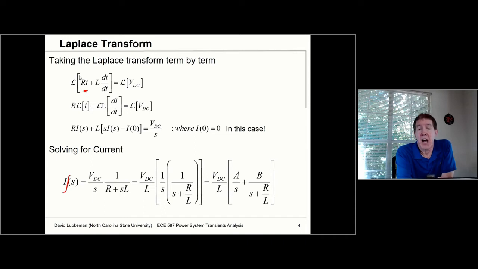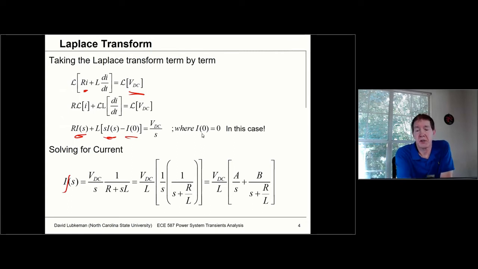When I convert the current in the time domain over to the Laplace domain, instead of i as a function of t, I get I as a function of s. Now when I have a derivative, a di/dt term, that transforms into the Laplace domain as s I(s) minus I(0), where that would be the current at time equal to 0. And on the right hand side, if I have a constant value, that transforms into the Laplace domain as that constant value divided by s.